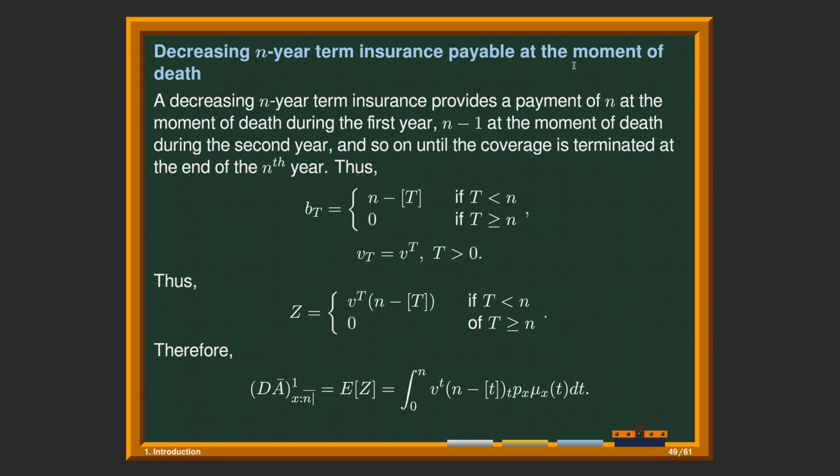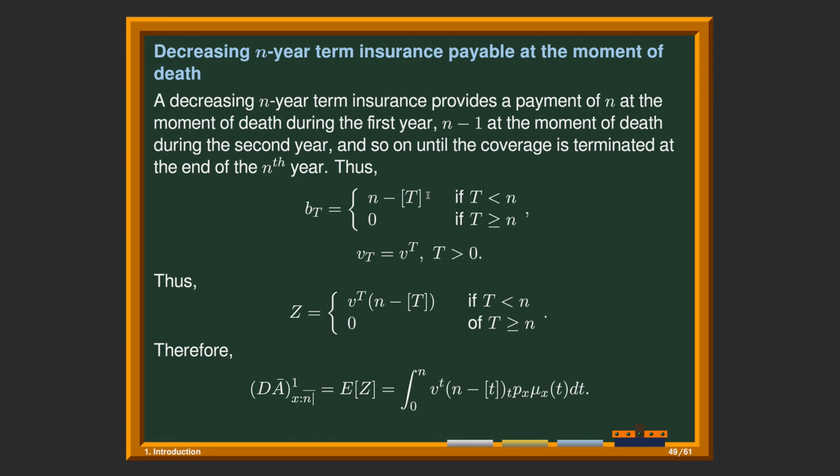Okay? And then we have the decreasing n-year term insurance. Let's first again consider the one that is payable at the moment of death. So this insurance provides a payment of n at the moment of death if death occurs during the first year, n minus 1 at the moment of death during the second year, and so on until the coverage is terminated at the end of the nth year. Okay, so this is an n-year term. So the policy is enforced only for the first n years. And so the benefit function b sub t takes this form.